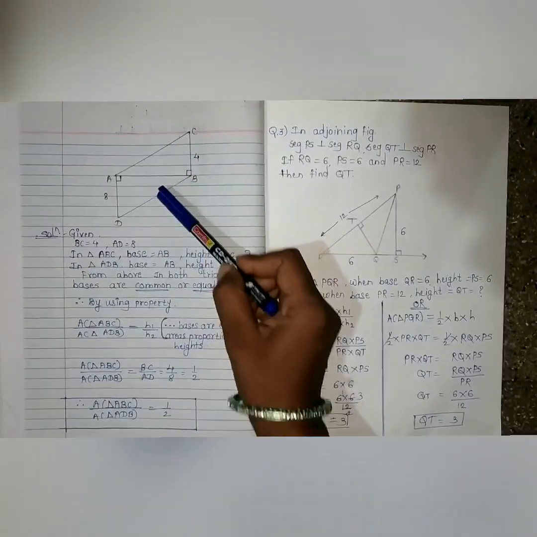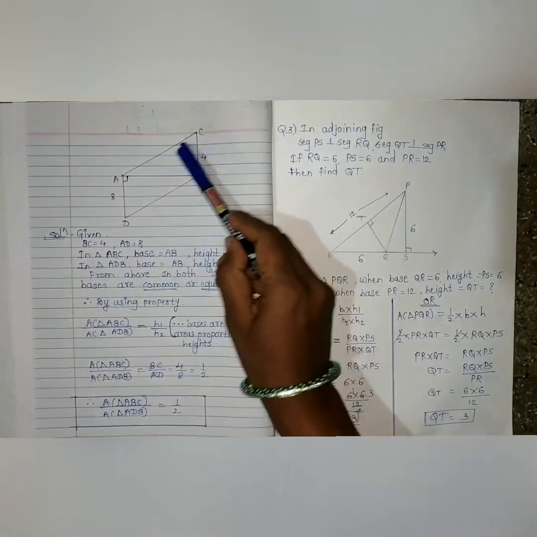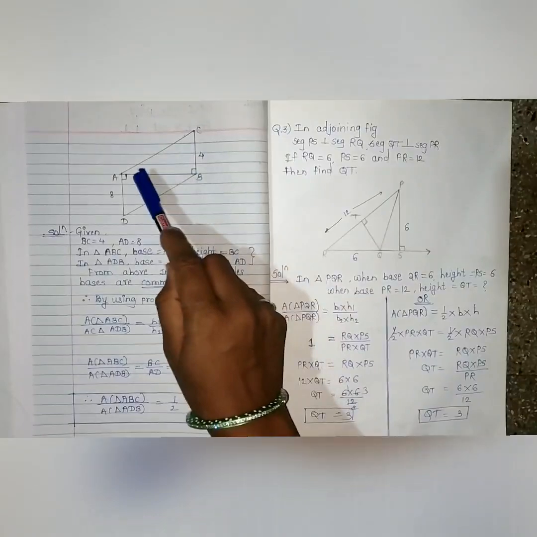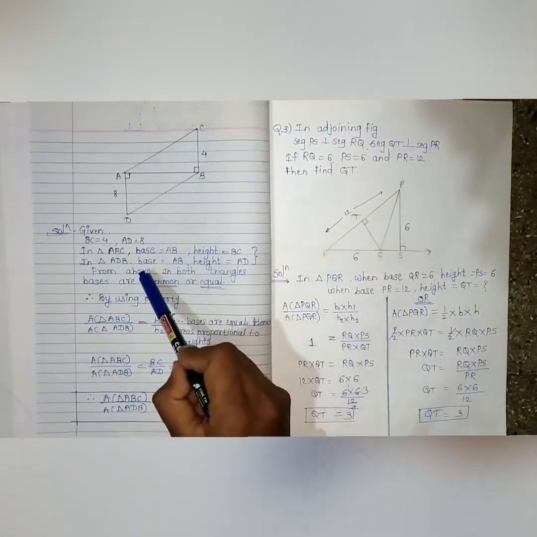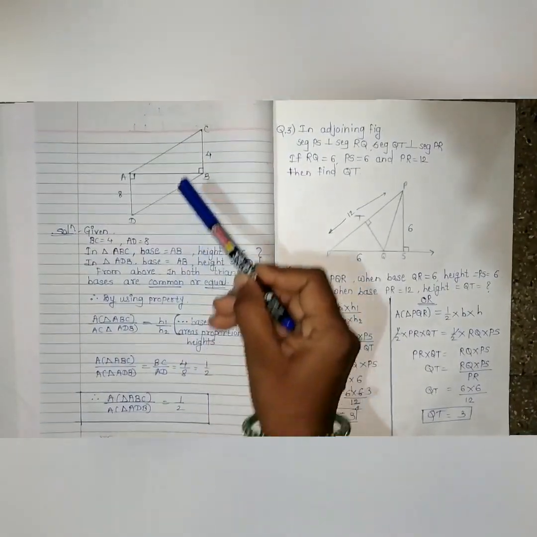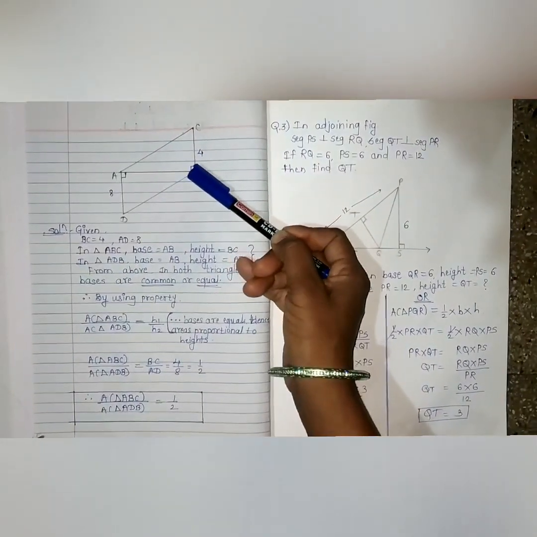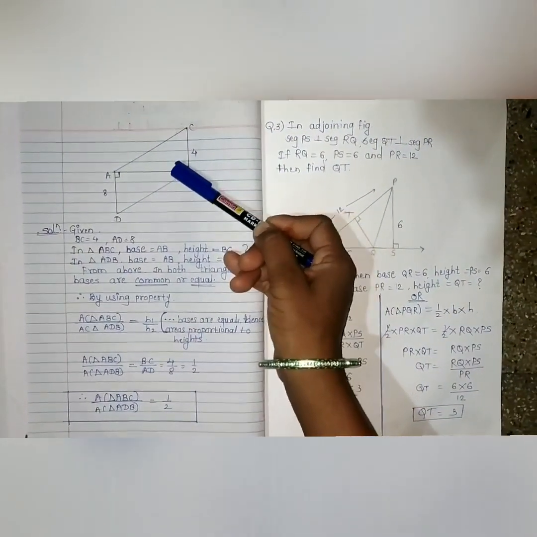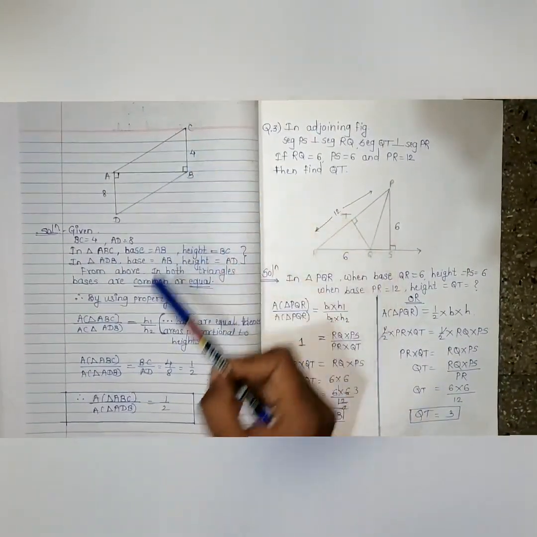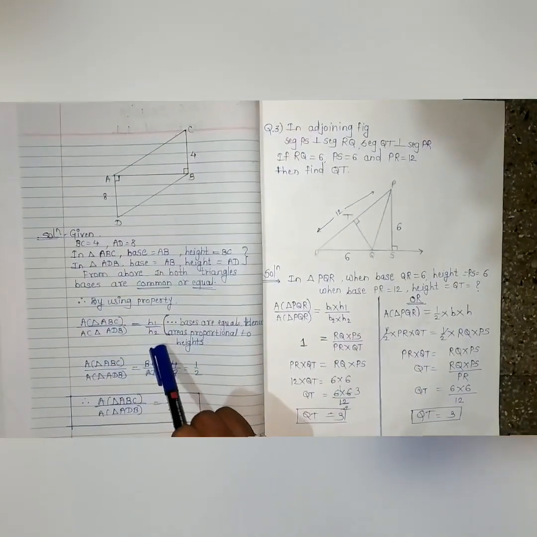In these two triangles, the bases are common or equal. In triangle ABC and triangle ADB, what is the base? The base is AB, and both triangles have equal bases. Therefore, by using a property, which property? If two triangles have equal bases, the ratio of their areas is equal to the ratio of their heights. This means area of triangle ABC upon area of triangle ADB is equal to H1 upon H2.